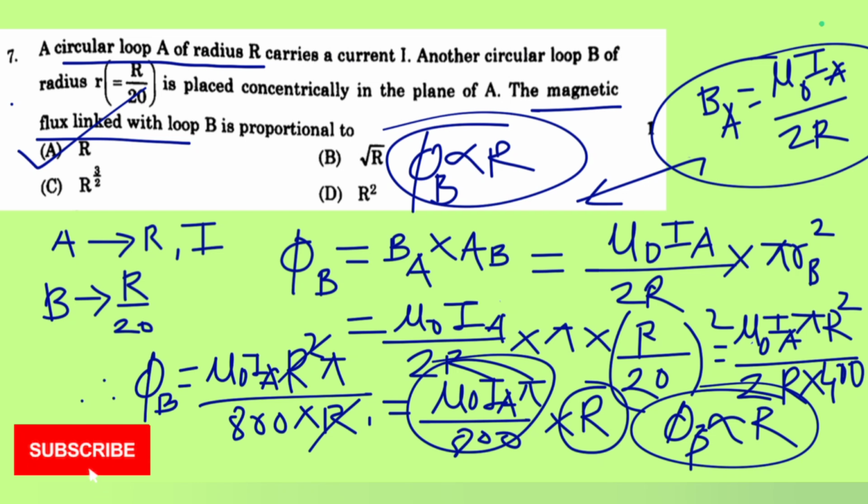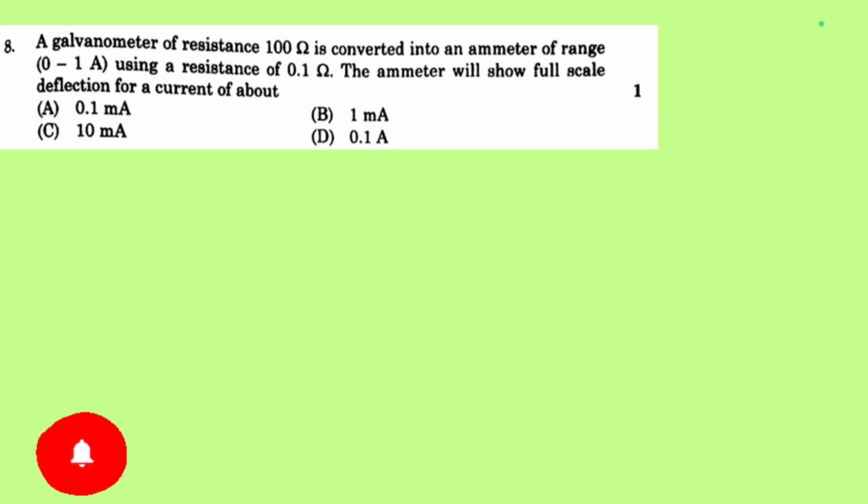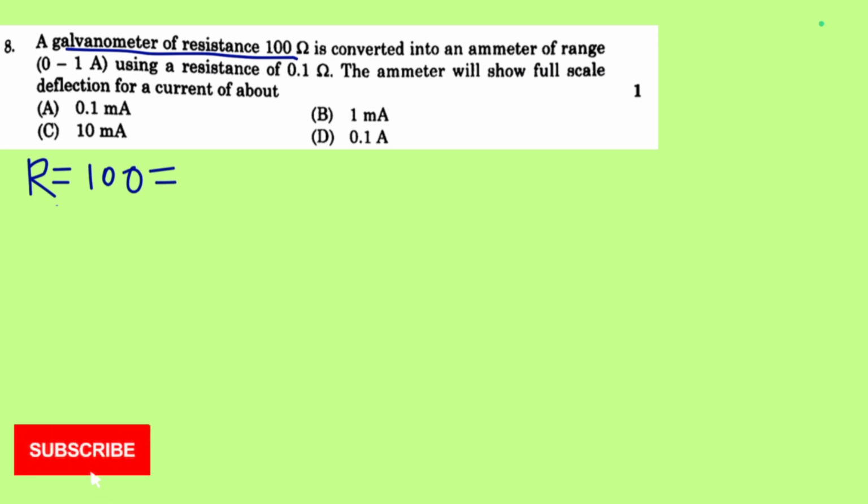I hope that you got the solution. We will go to the next question now. This is one question which is given directly on a formula basis. In this question, a galvanometer of resistance 100 ohm. So directly write the resistance of the galvanometer, that is 100 ohm. Basically we denote it as a capital G.